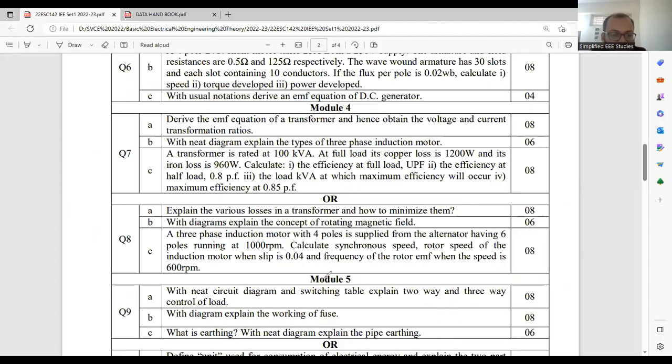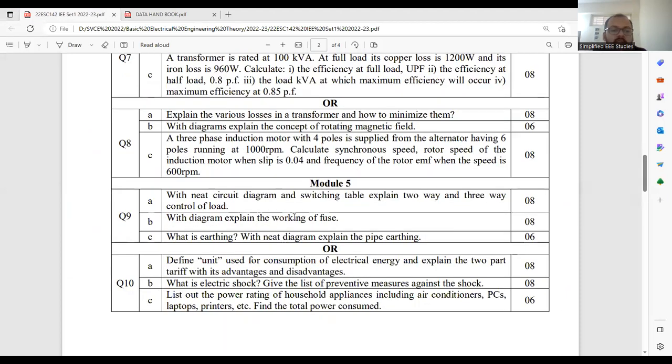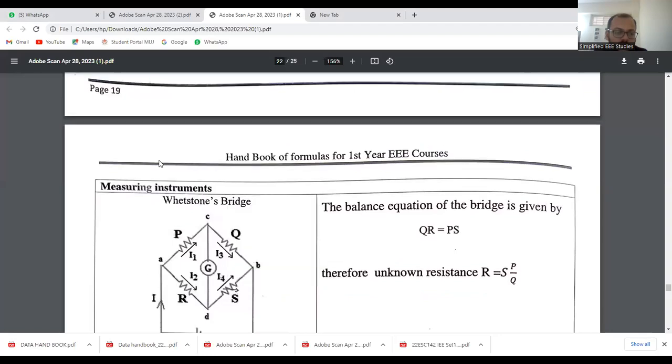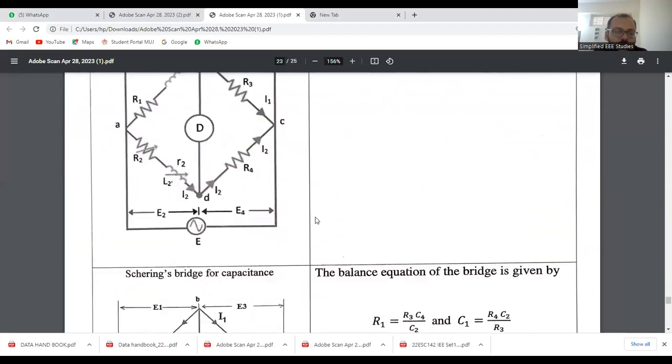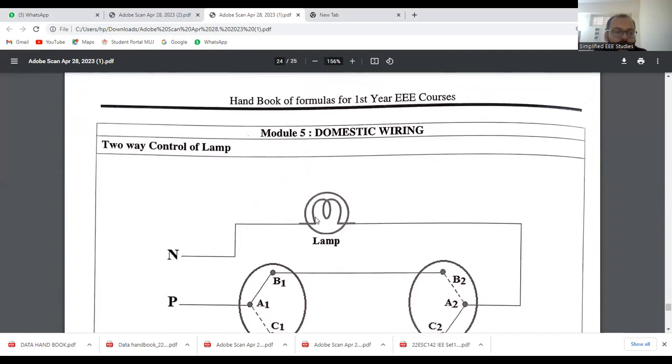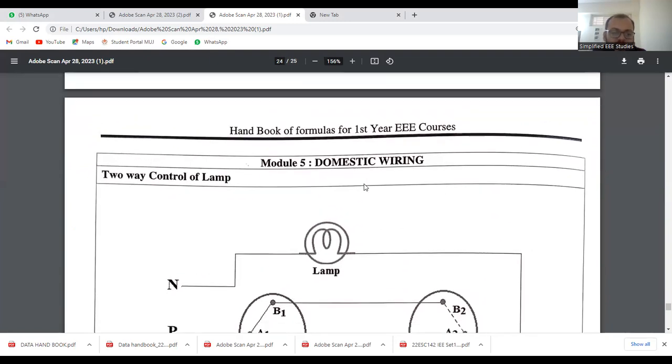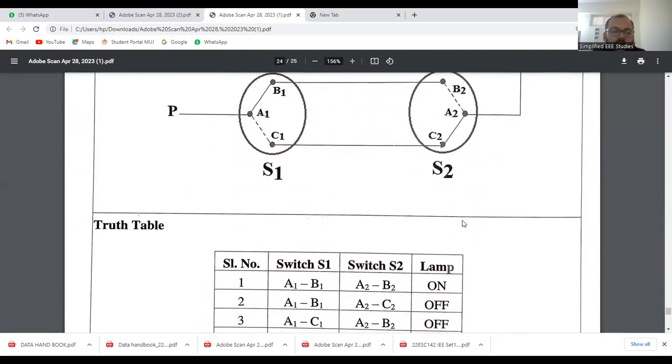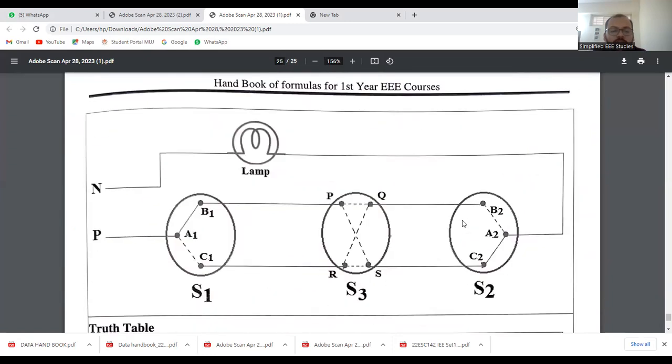So another one is module 5. From module 5, all the questions are theory type questions only. First, let us see what they have given in module 5. The useful information given from module 5 includes domestic wiring, like two-way control of lamp. Similarly, three-way control of lamp is also given.